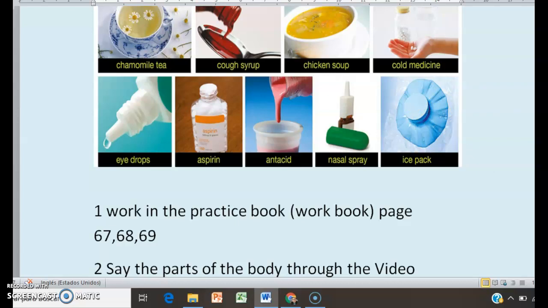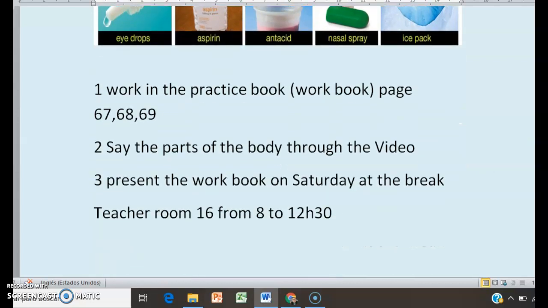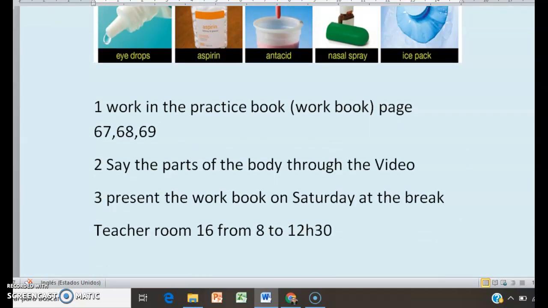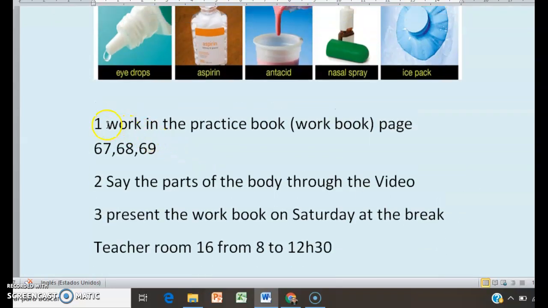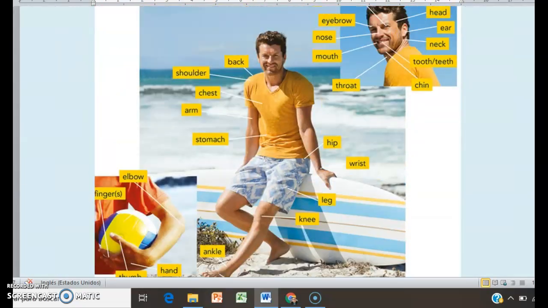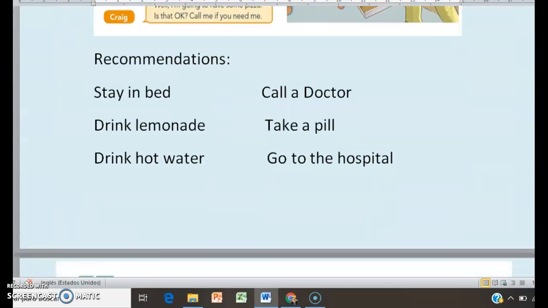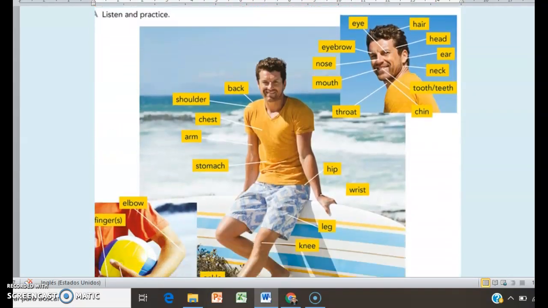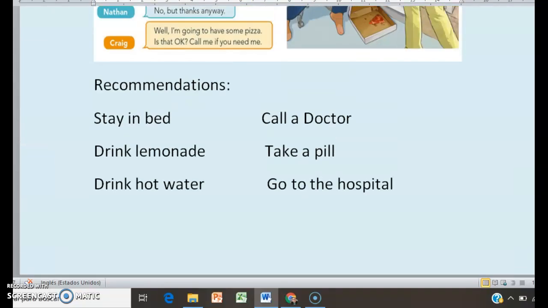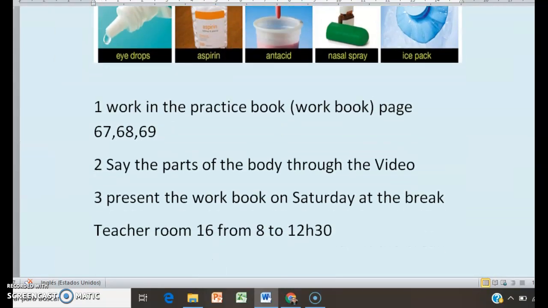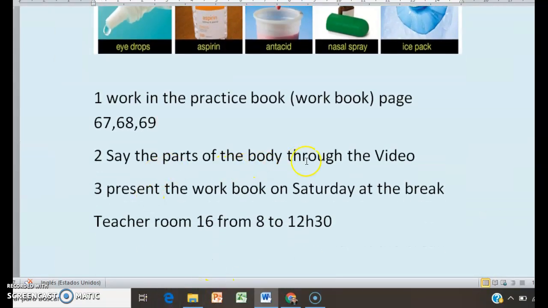Okay, my dear students, here you have the instruction that you are going to work. Vamos a trabajar, por favor, trabajemos en el workbook. First, work in the practice book, o más conocido como workbook, en las páginas 67, 68 y 69 que están relacionadas a toda la actividad que acabamos de ver en este momento. No olvide, por favor, de estudiar las partes del cuerpo humano, ¿ok? Very good.